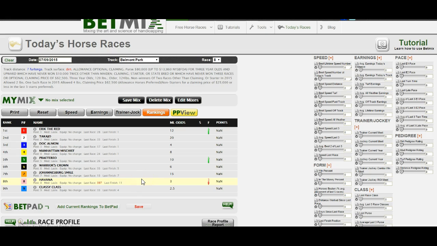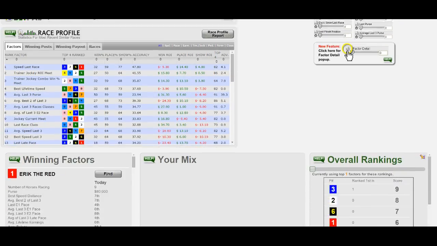Hey, today we're going to take a look at overall rankings in Betmix and talk a little bit about how those numbers are computed, what that actually means, how you can use it, and clear up a little bit of confusion that some of y'all may have about what those are used for and what they really mean. You'll see them at the bottom of every race.